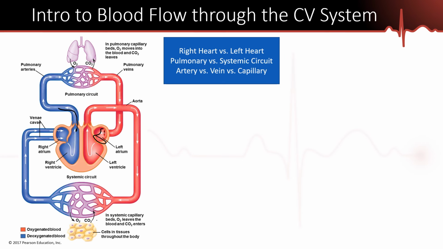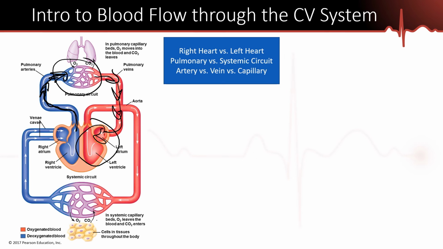Deoxygenated blood is being carried from the right side of the heart through the pulmonary circuit. And the pulmonary circuit is taking this deoxygenated blood from the right side of the heart to the lungs. Then the blood gets oxygenated, and then the pulmonary circuit is taking this now oxygenated blood away from the lungs to the left side of the heart.